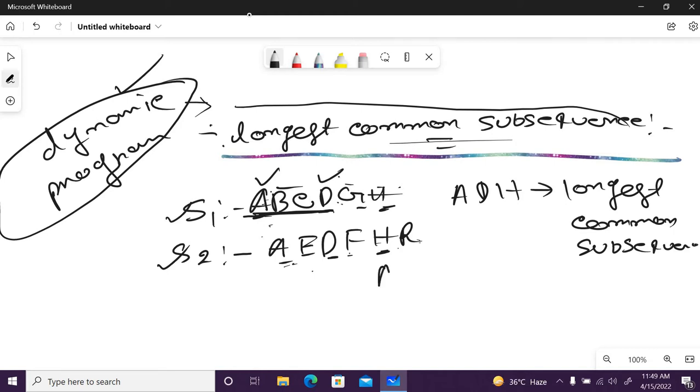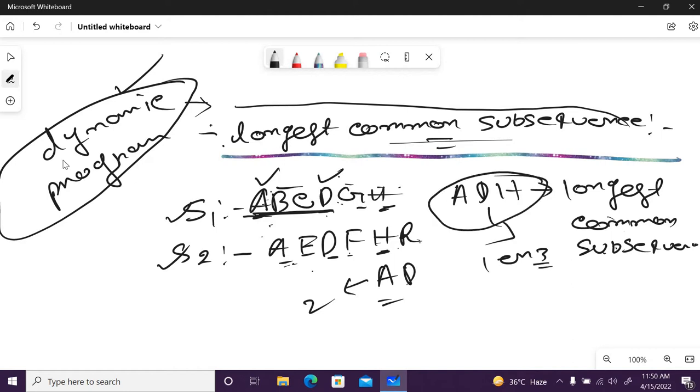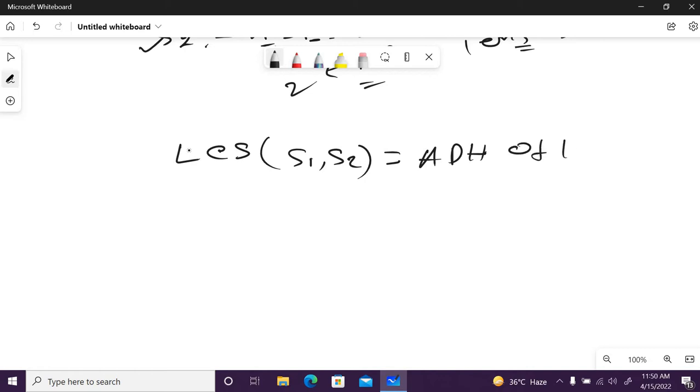ADA is also a subsequence of both, but it is not the longest. It has length two. But this common subsequence ADH has length three. So three is greater than two, and we can say it is the longest common subsequence. Right? In short form, we can say that the longest common subsequence of S1 and S2 equals ADH, of length 3.